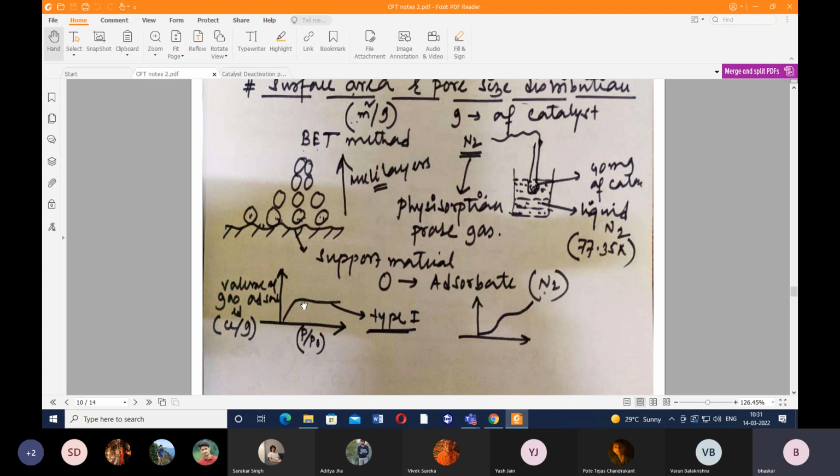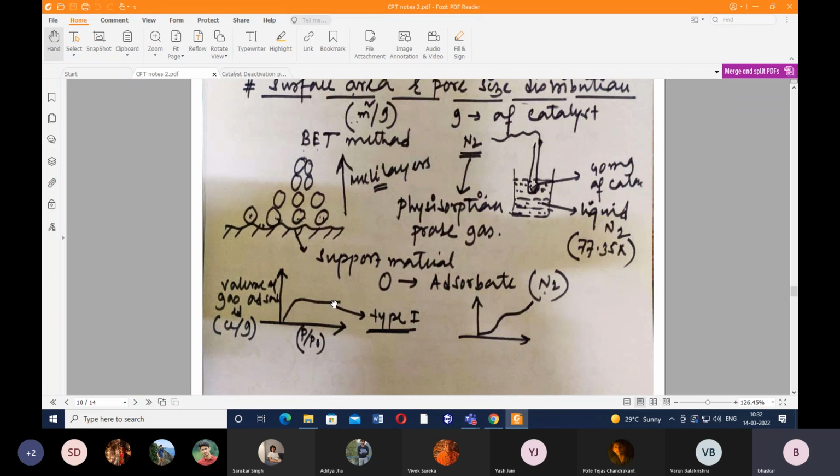See, here it levels off, and at low P by P naught value we have got increased volume of the gas adsorbed. After a certain point, it will level off. That means there will not be much increase in the volume of the gas. And after a while there will be a little bit of increase in the volume of the gas adsorbed, which you cannot see from here. So this is a typical type 1 adsorption isotherm.